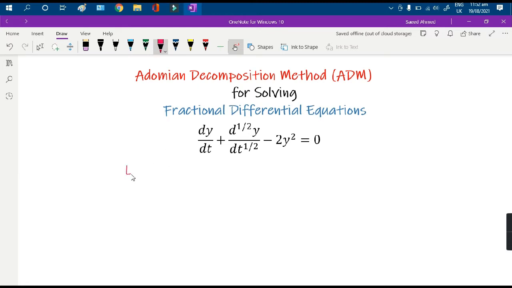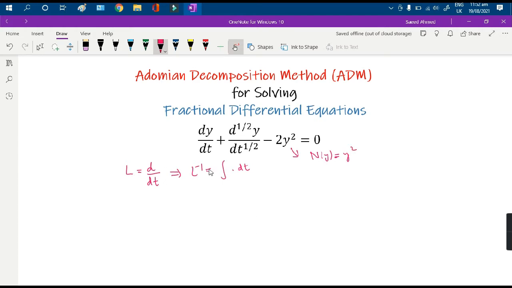Okay, first we have to identify our linear operator. We call it L, which is nothing but this very first operator, d/dt, and we have to define its L inverse as well. Since it is a derivative, L inverse will be the integral of some function with respect to t. Again, we have a nonlinear term. We'll call it N(y), which is -2y², but for simplicity I am just taking y².